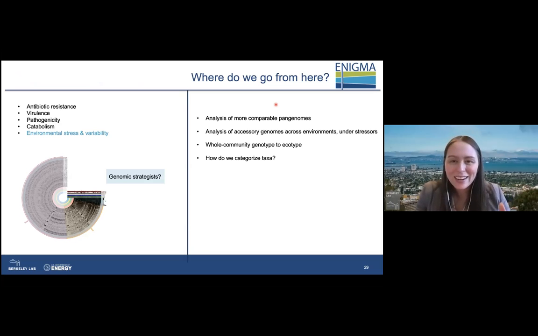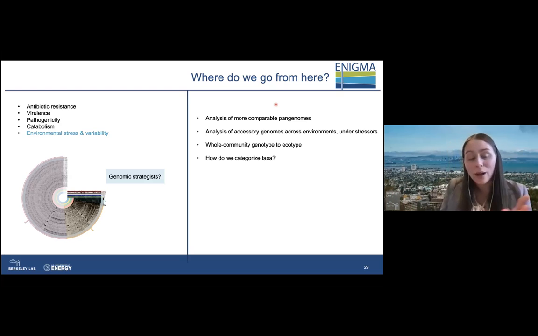So where do we go from here? Of course, we need to do analyses of more comparable pangenomes, because pangenome analysis and pangenomics is a relatively new sort of approach and field of study, right? And so we don't really have hard and fast rules for what is the acceptable protocol and standards and the way that we look at these pangenomes, right? So I was talking about how we used all fully circularized genomes, and that was a choice that we made for what we wanted to be able to look at.